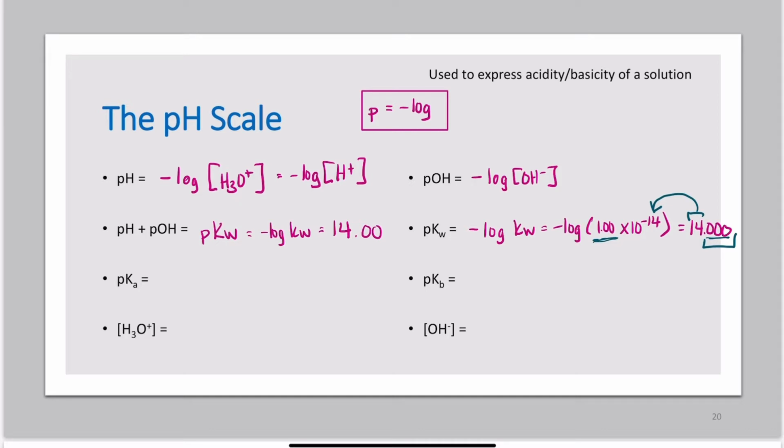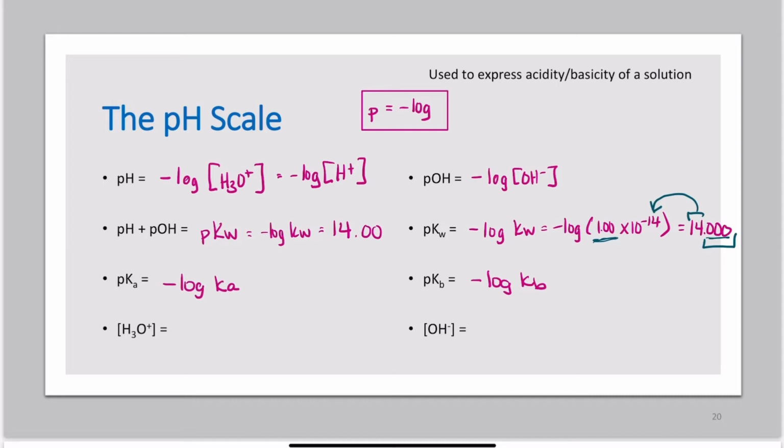pKa, negative log of Ka. pKb, negative log of Kb. Again, that lowercase p is a way for us to represent negative log. Why are we doing this? Because some of these numbers are really small and they're hard to deal with. If we take the negative log of them, they become manageable numbers that we can talk about, discuss, and compare a little easier.